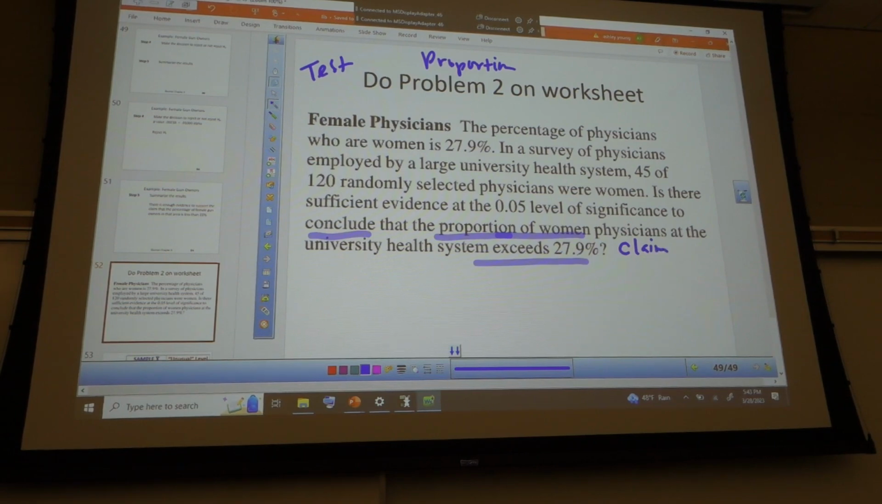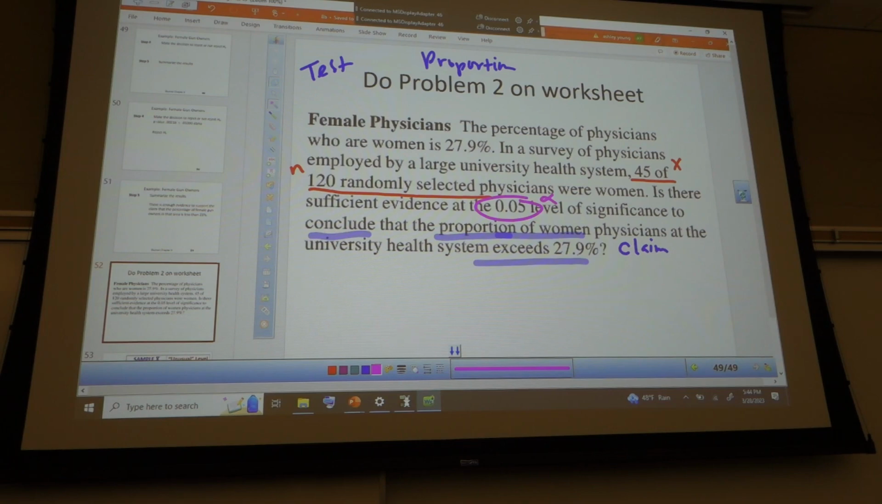Remember that's always P naught. And you have your sample: 120 randomly selected, 45 of them. So 120 is my N. What's 45? Is that my P hat or is that my X? X. How do you know? It's a whole number, yep. And then don't forget your alpha is 0.05, which is pretty standard.